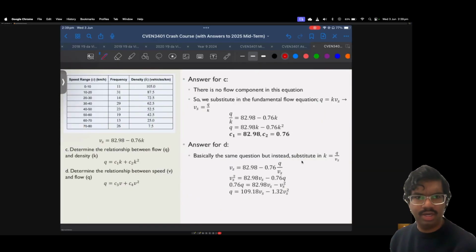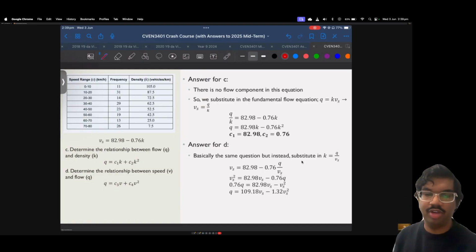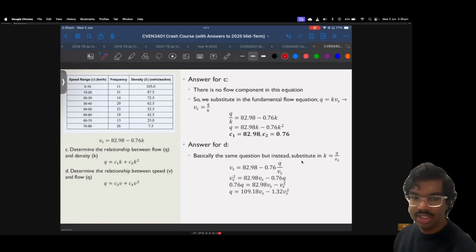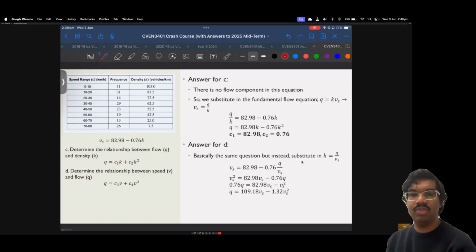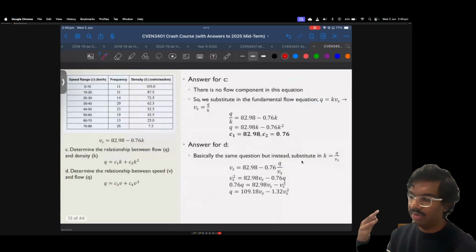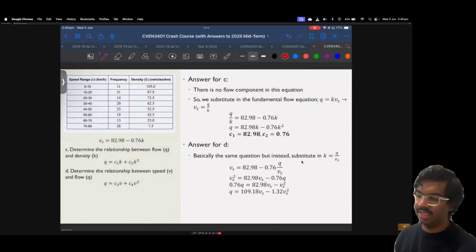Okay, so now we have Vs equals 82.98 minus 0.76k. Oh sorry, I meant part C. Part C is determine the relationship between flow and density, and then part D is determine the relationship between speed and flow. What we've done so far is find the relationship between speed and density, so we now want to find the relationship between flow and density.